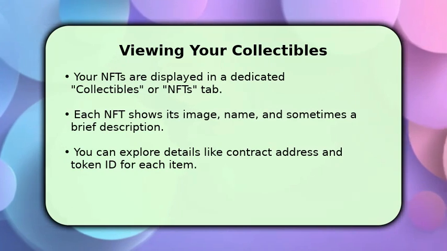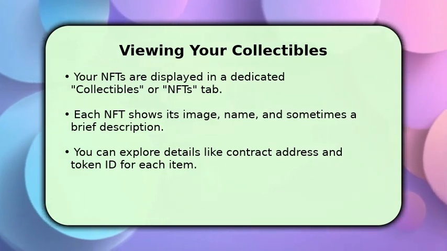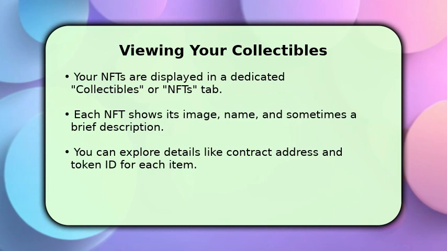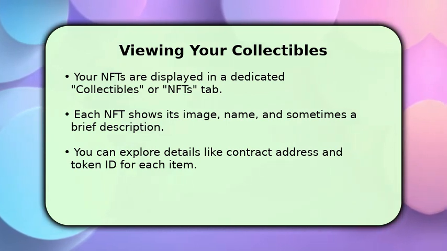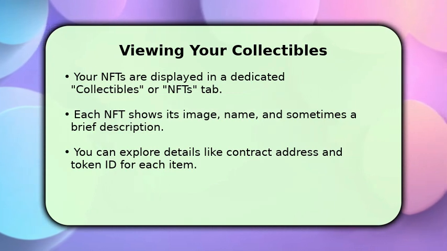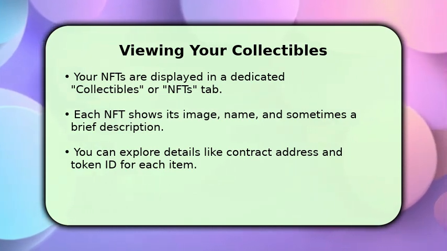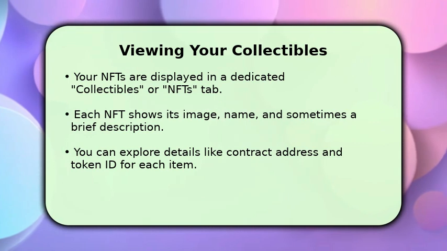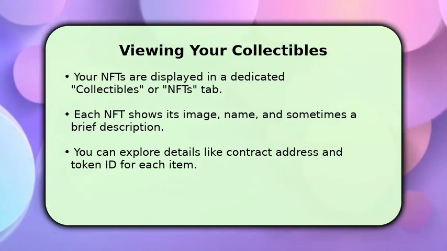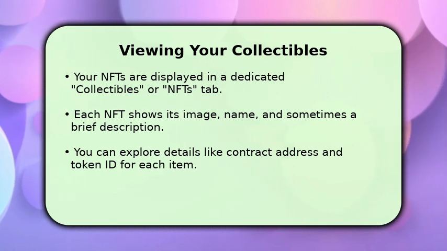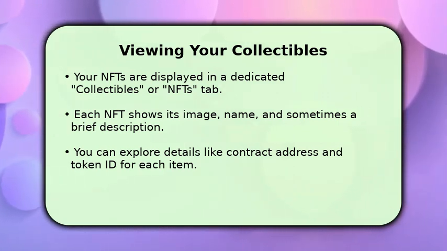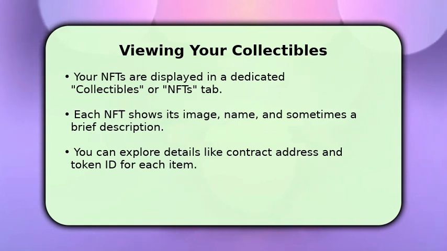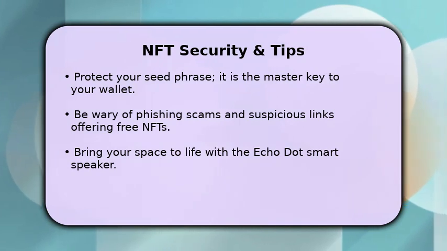Once your NFTs are in your Trust Wallet, viewing them is simple. Head over to the Collectibles or NFTs tab within the app. Here, you'll see a visual representation of all your digital assets. Tapping on an individual NFT will reveal more details, such as its unique identifier, contract address, and any associated properties. This dedicated section makes it easy to browse and appreciate your entire collection of non-fungible tokens, all in one secure place.